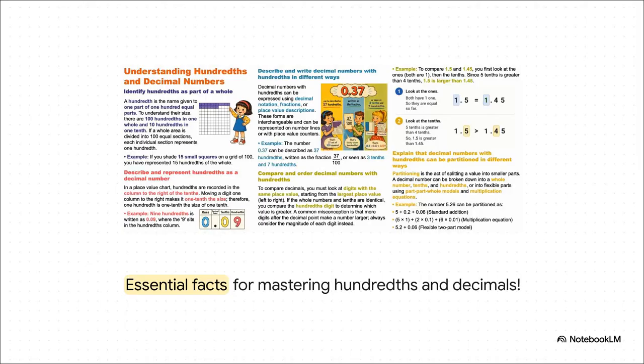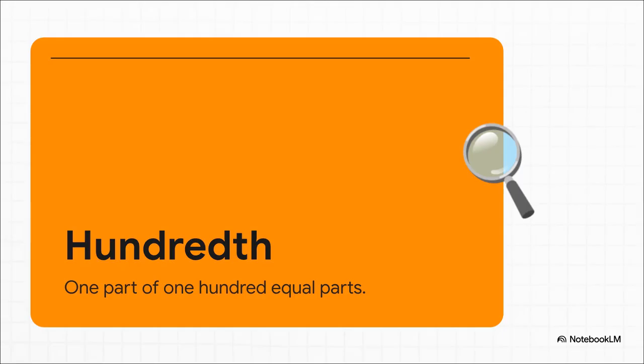To figure this out, we're going to use this absolutely brilliant cheat sheet. Feel free to pause here if you want to look a bit closer, but honestly, don't worry. We're going to unravel the exact rules we need step by step. First things first, what exactly is a hundredth? Well, it's simply the name given to one part of 100 equal parts.